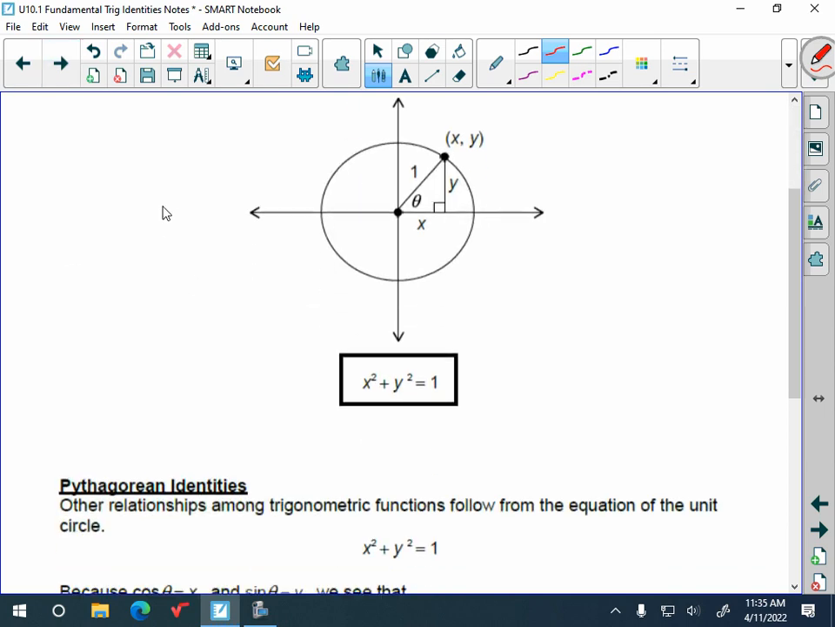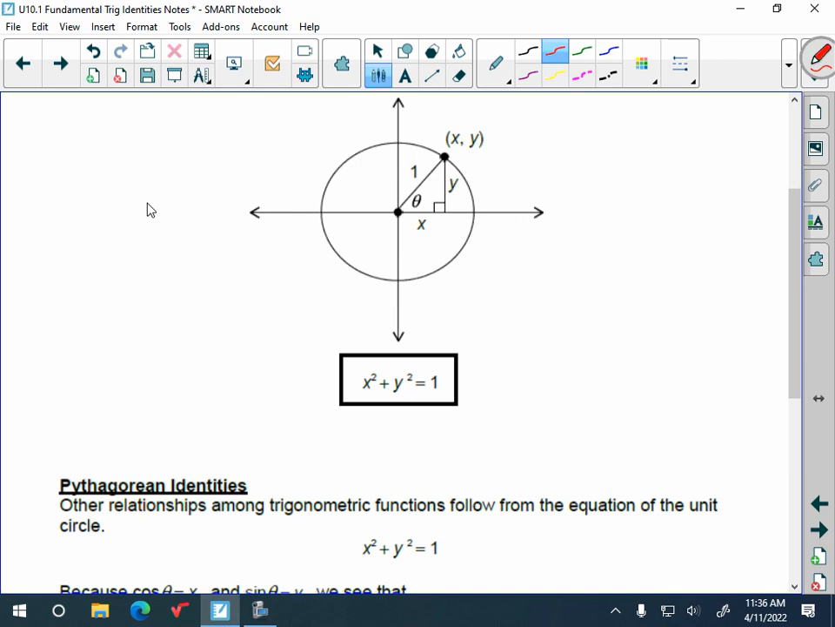So if we look at our unit circle, radius is 1. And we drop down a vertical line to the x-axis, we create a right triangle. So this is the x length, this is the y length, this is the ordered pair x comma y on our unit circle. Well, we can use the Pythagorean theorem, a squared plus b squared equals c squared, to come up with an equation. So if this is x, then this is y, and this we know is 1, then x squared plus y squared equals 1 squared, or just x squared plus y squared equals 1. So this is just using the Pythagorean theorem.